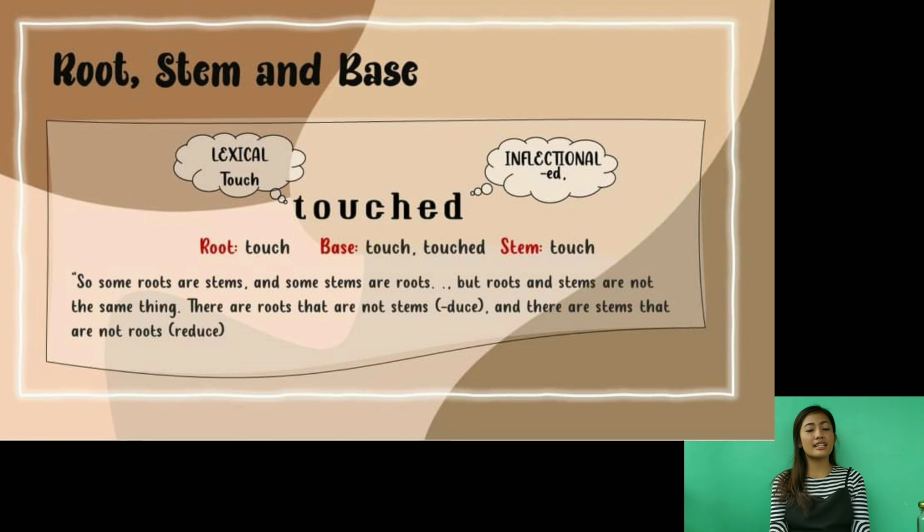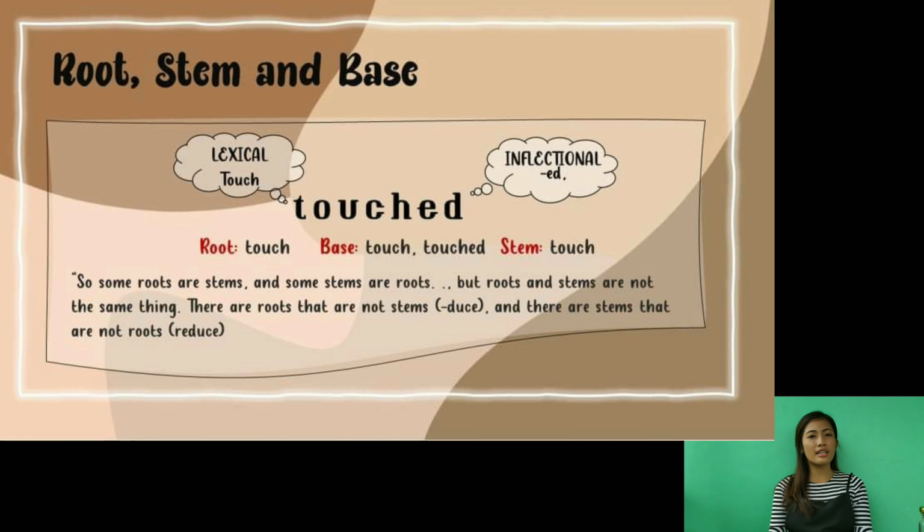We have here another example, which is the word touched. As you can see, the root and the stem are both the same. How can we explain this one? Well, the base is touch and touched. So why are the root and stem the same? Because touch holds the meaning of the word, and it is the word to which we added an inflection, which is the ed. And why is it the stem? It is because touch is the word before adding an inflection.